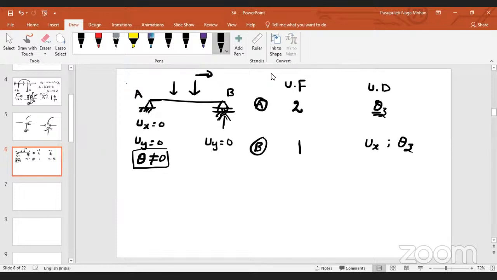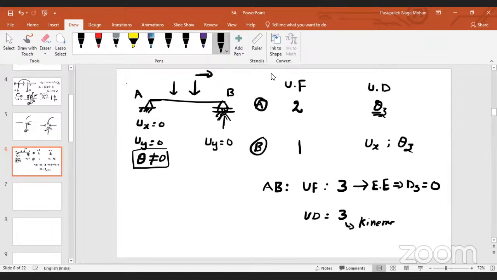Now, if you are looking at the entire beam AB, how many unknown forces are there? 3. As we know, these 3 can be solved by using equilibrium equations. That means the indeterminacy is 0. How many displacements are there? 3, sir. Total unknown displacements 3, right? So this is your kinematic indeterminacy.